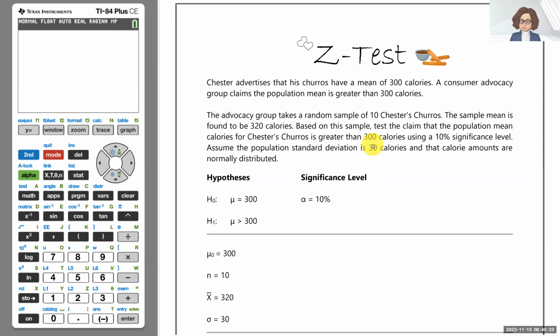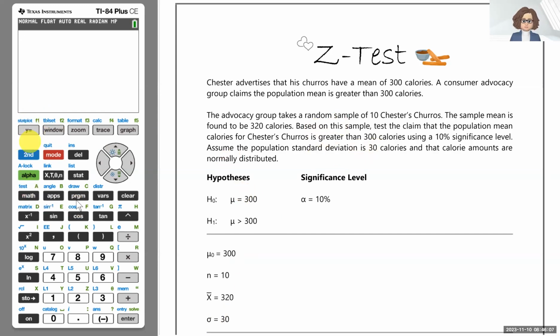All right, so I have set up our hypotheses. Here is the advocacy group's claim that the mean is greater than 300, so this will be a right tail test. And we have our null hypothesis, the statement of equality, and significance level alpha. Then the information we'll need to give the calculator: our value of mu in the null hypothesis, mu naught 300, sample size lowercase n 10, sample mean x bar 320, and our population standard deviation, which we were told to assume was 30 calories.